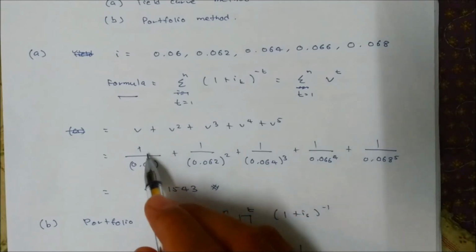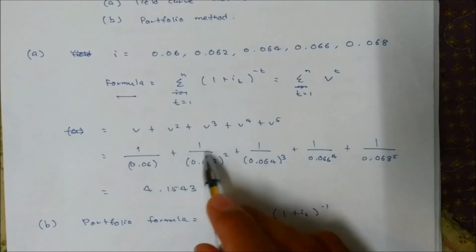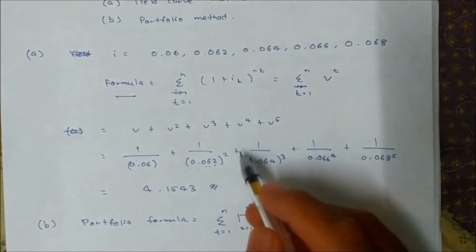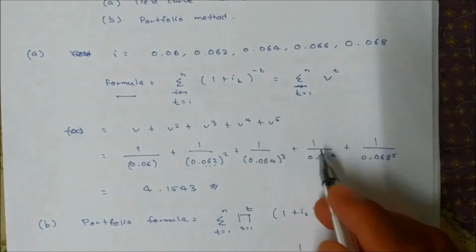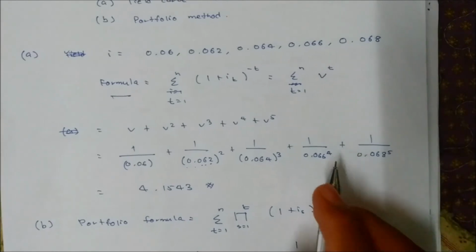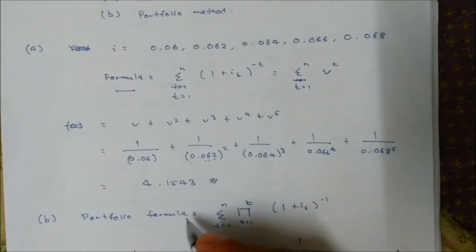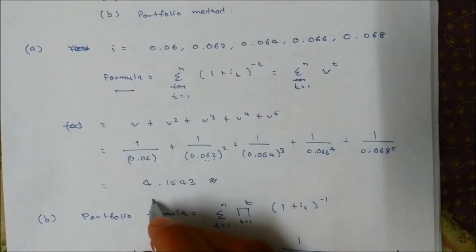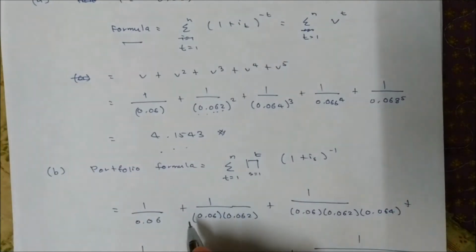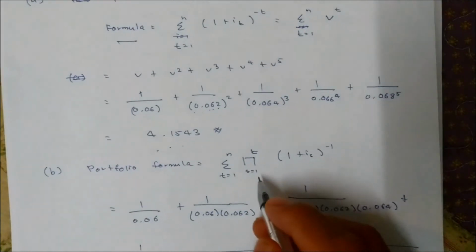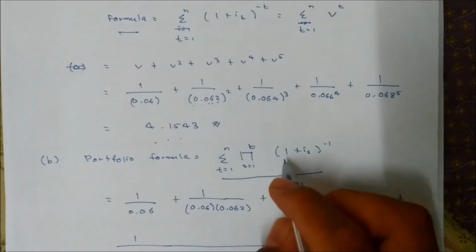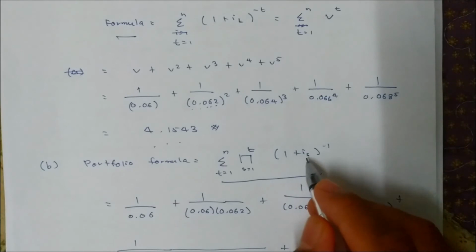So our expression is going to be 1 over 1.06 plus 1 over 1.062 squared, which is the second period here, and so on until the end, which is 1 over 1.068 to the power of 5. Therefore, we will obtain the total of a angle 5, which is 4.1543.